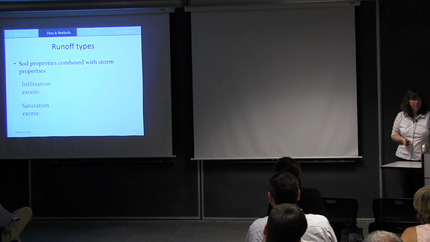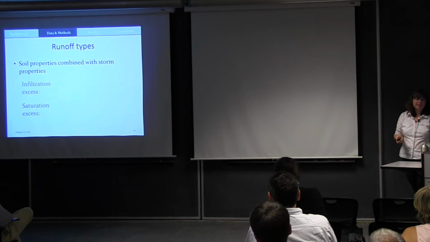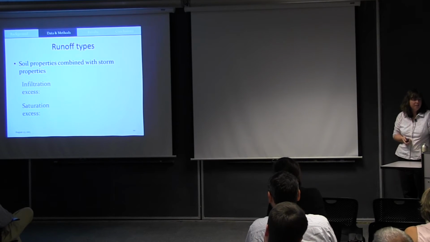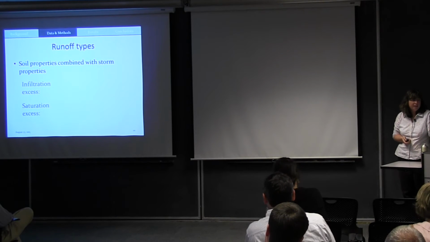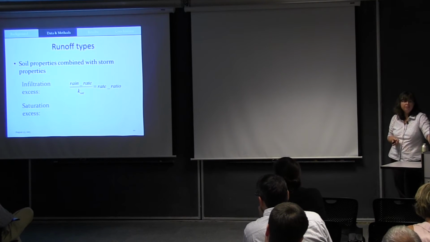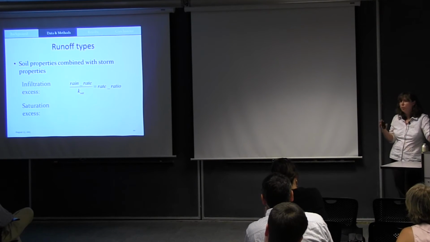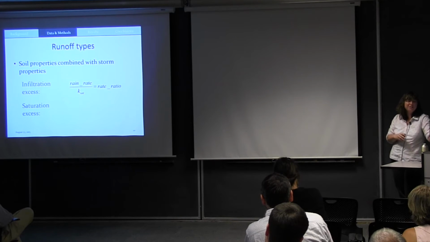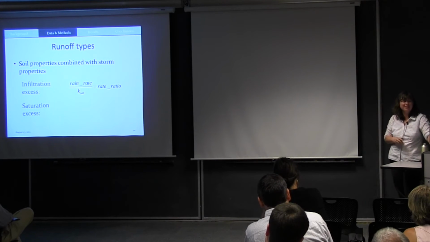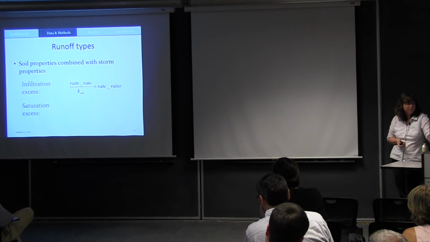So I came up with these indices where basically for infiltration excess, I said if the maximum rainfall rate anywhere in the watershed exceeds the average KSAT, the saturated hydraulic conductivity, then we're going to call that the rate ratio, so the excess of rain rate over soil infiltration capacity. I know saturated hydraulic conductivity does not equal soil infiltration capacity, but I'm using it as a proxy.